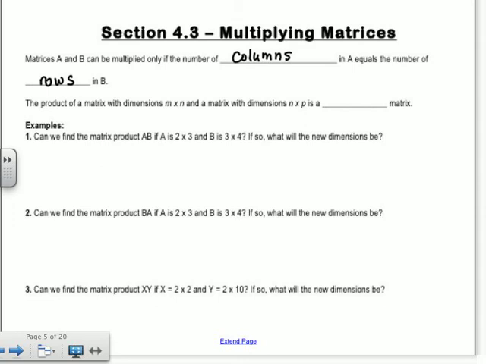So the product of a matrix with dimensions m by n and a matrix with dimensions n by p. So here's what we're going to do. This is the columns in the first one. This is the rows in the second. You check to see that they are the same number. So see how mine is n and n, so it's the same number. And then we ignore those numbers. So you just make sure they're the same and then ignore them. What's left is the dimensions of your new matrix. So it's going to be an m by p.